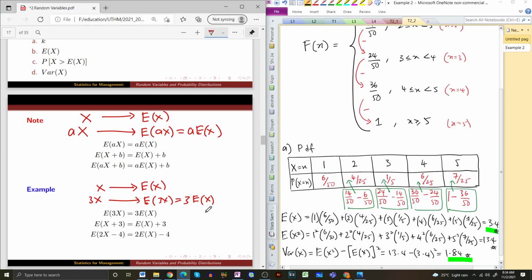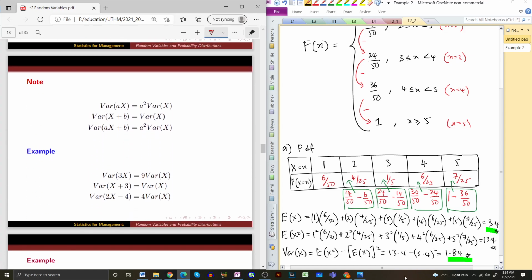Now what about the variance? For variance, it is a little bit different. If you have variance of x, and each data is multiplied by a, then the variance of ax is... for the mean we just multiply by a, isn't it? But for variance, you square the number. That is the formula. Square the number.